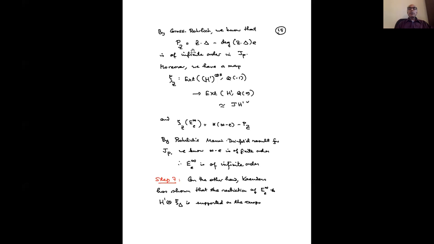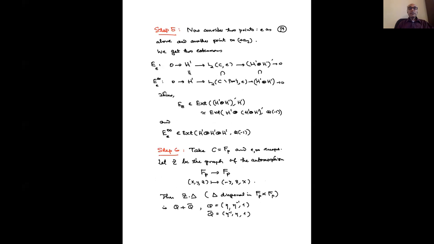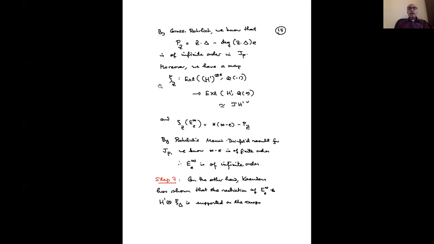So I get a point which, by the Gross-Rohrlich theorem, is of infinite order in the Jacobian. Moreover, we have a map that connects this extension, with a little bit of calculation here. This extension E sub E infinity, the one with the punctured curve, connects it with a linear combination of a cuspidal divisor and this point P.